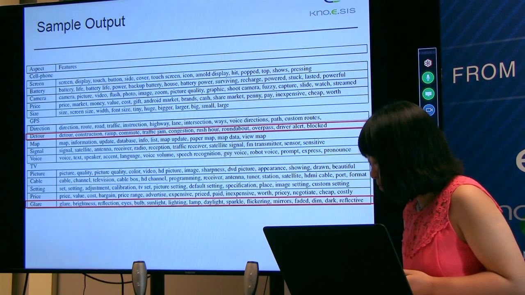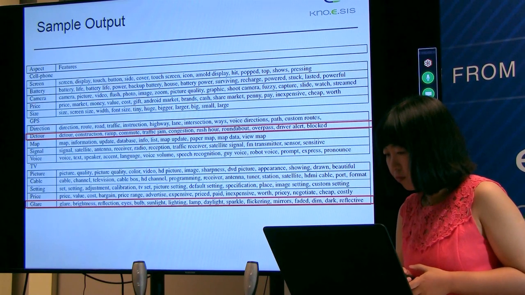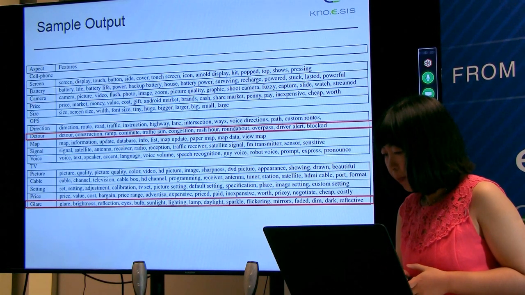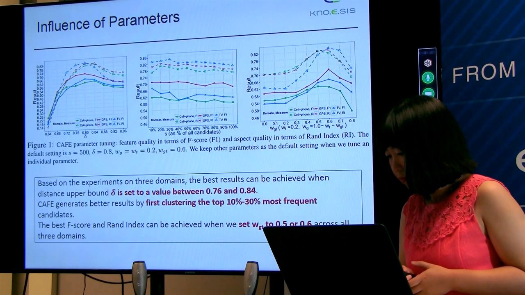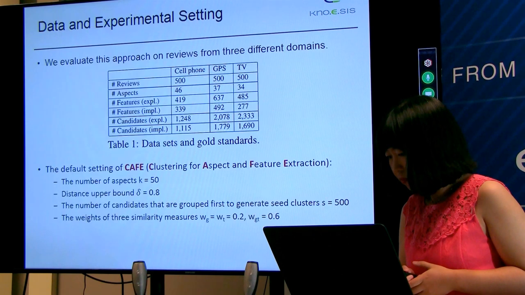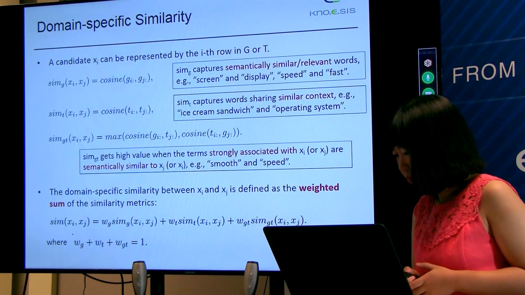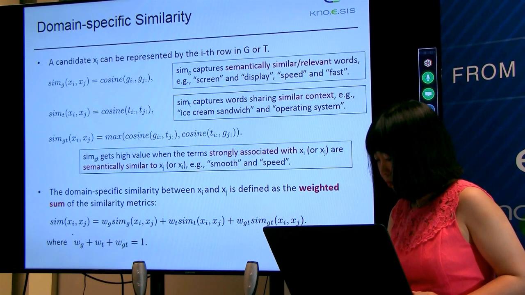So you've very much emphasized the importance of the domain dependence in all of this, right? And we have this wonderful example of ice cream sandwich, etc. Still, as a baseline, I wonder if it would make sense to have something that is global but has a lot more data set, right?